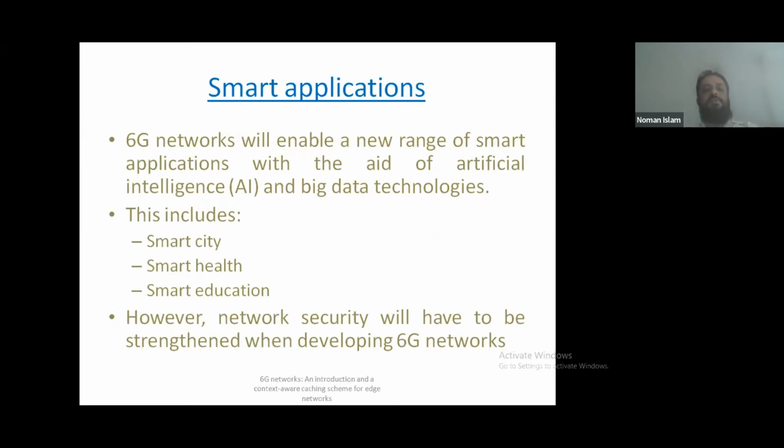Then there will be a number of smart applications that will be possible by use of 6G networks, such as smart city, smart health, smart education. Obviously, people have started talking about these in 5G networks as well, but some of these solutions were not completely deployed in the earlier generation. So 6G is going to complete that task and will deploy different smart cities, smart health, smart education. Then network security is a problem that has to be addressed in 6G networks.